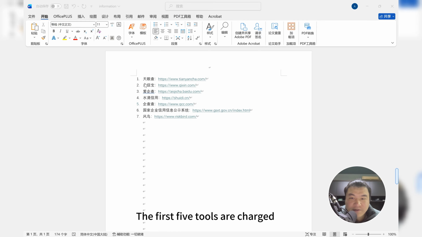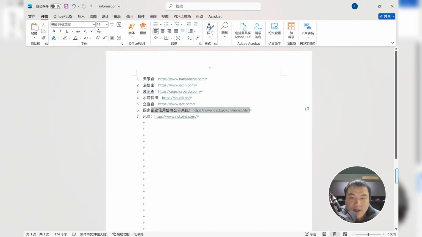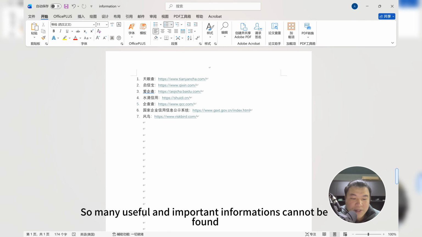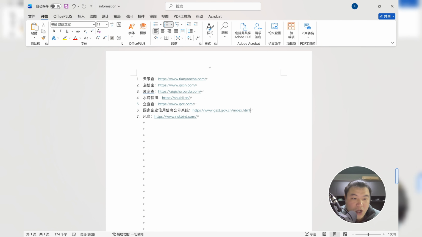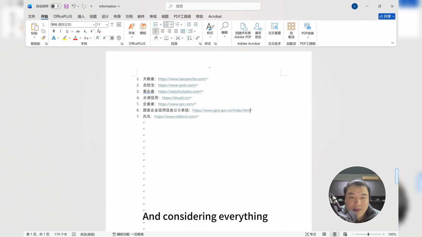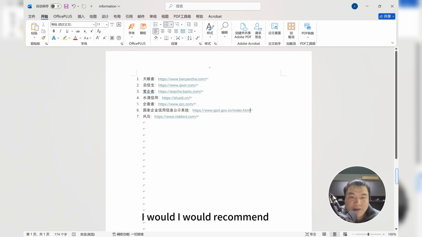The first five tools are charged, so I don't recommend the sixth one. It's operated by the government, but the information on it is not updated in time, so many useful and important pieces of information cannot be found. Also, its user interface is not friendly, and sometimes it's very hard to load the page. Considering everything, I would recommend this one, the last one.